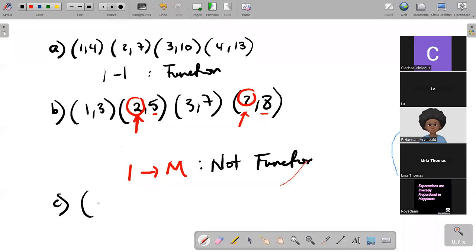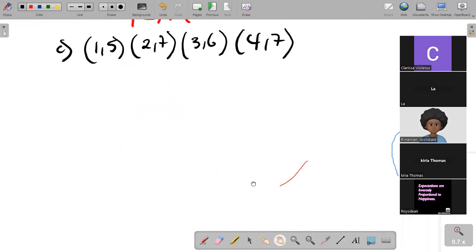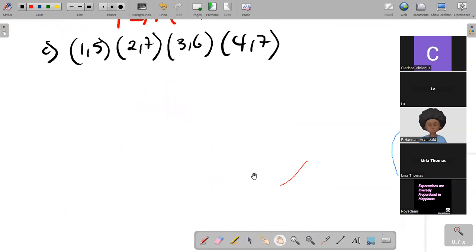Let me try another one now. 1, 5, 2, 7, 3, 6, 4, 7. Let's go. Let's see who's thinking. What type of relation is this now, people? Is there anything that is duplicated? Is there any number that is showing up twice? Or all numbers are different?